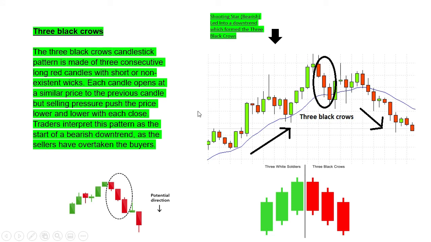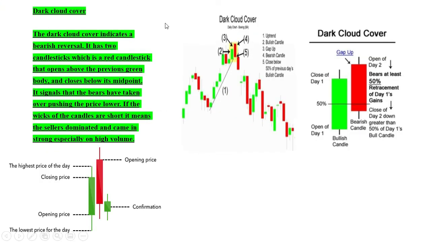So this is actually also a very common pattern that's extremely important. The dark cloud cover. The dark cloud cover indicates a bearish reversal. It has two candlesticks, which is a red candlestick that opens above the previous green body and closes below its midpoint. It signals that the bears have taken over, pushing the price lower.